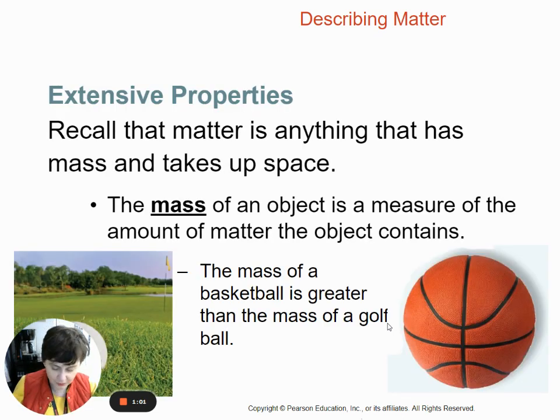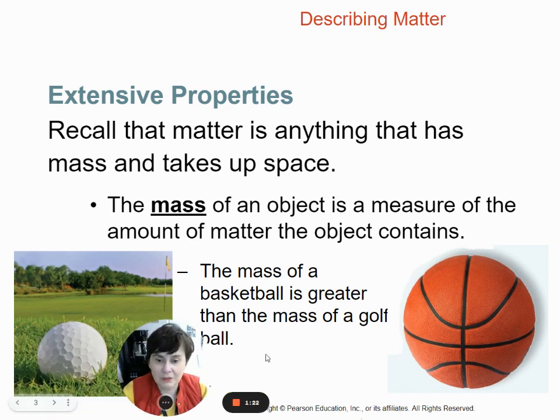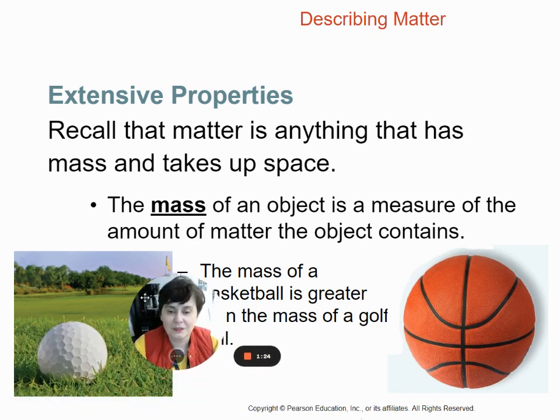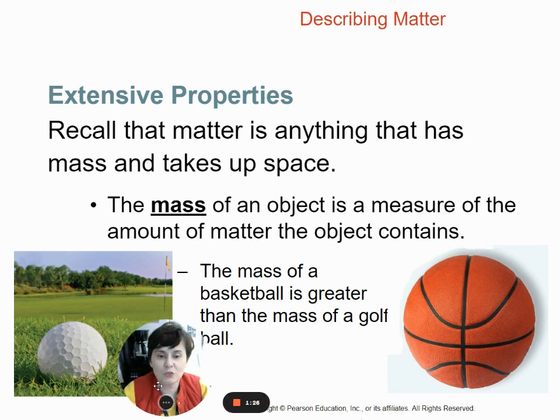We have two types of properties, and I kind of touched on this already with density. Extensive properties tie in with matter. Matter is, again, anything that has mass and takes up space. Mass is a measure of how much matter the object contains. We talked about the difference between mass and weight. The mass of a basketball is greater than the mass of a golf ball. But do they occupy the same volume? That's going to be just a little different.